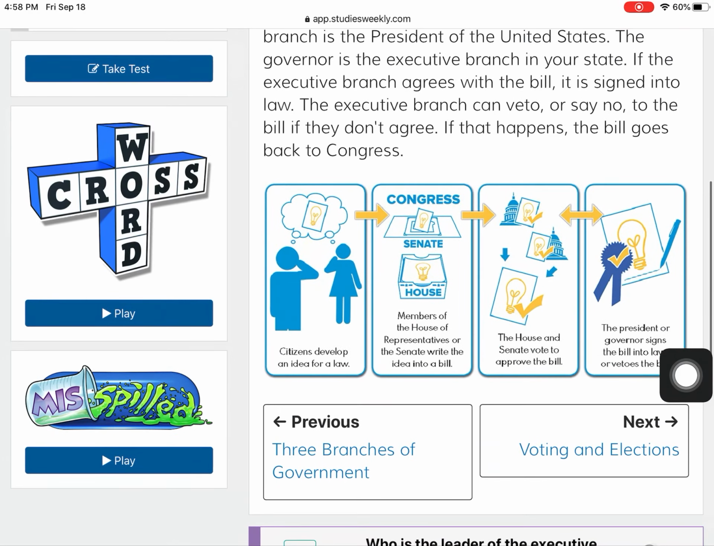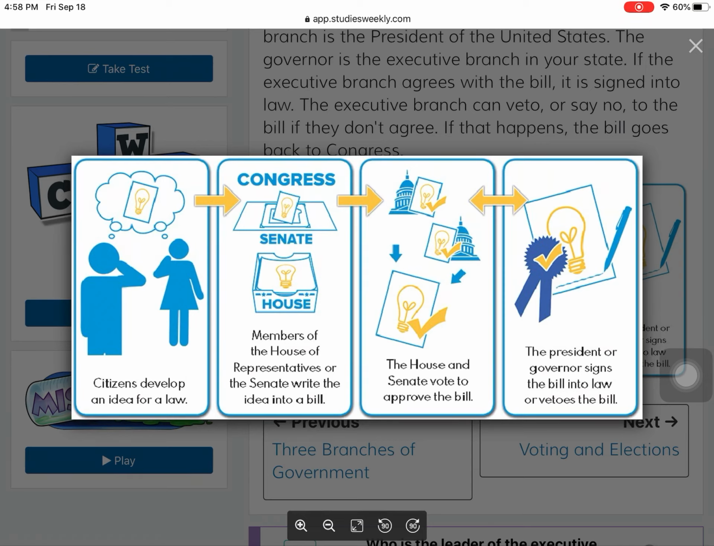So let's go ahead and look at that process through these pictures. This is a great visual to help us understand how a bill, and what is a bill again? An idea, very good, how our bill becomes a law that we then have to follow. Citizens develop an idea for a law. They then have to get their idea to a member of Congress. Members of House of Representatives or the Senate write the idea into a bill.